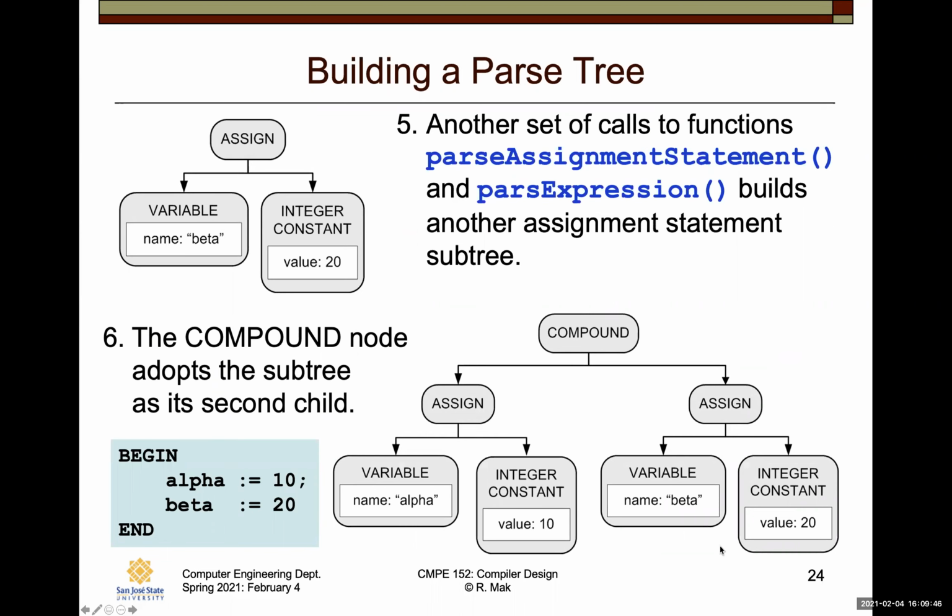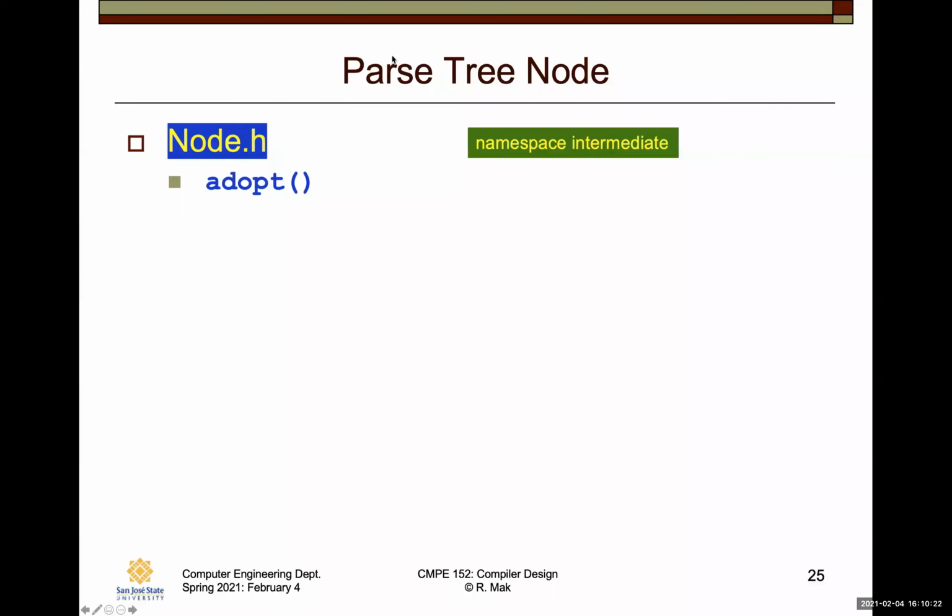Now, of course, this compound statement could have been part of a program, or maybe this is part of a while loop. And so you can imagine that whoever called parse compound statement will then get the root of the compound node, and then that gets adopted into a larger tree that's being built. So this is how a parse tree is built from the bottom up, incrementally.